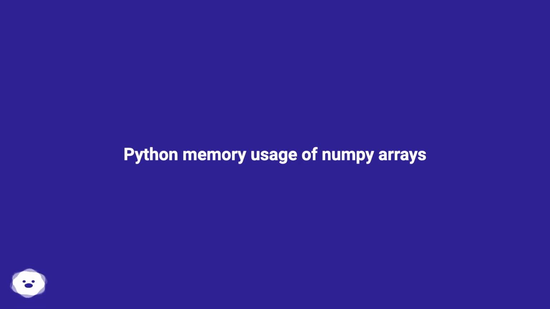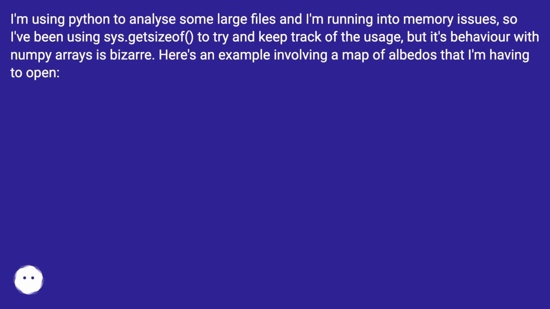Python memory usage of NumPy arrays. I'm using Python to analyze some large files and I'm running into memory issues, so I've been using sys.getsizeof to try and keep track of the usage, but its behavior with NumPy arrays is bizarre. Here's an example involving a map of albedos that I'm having to open.